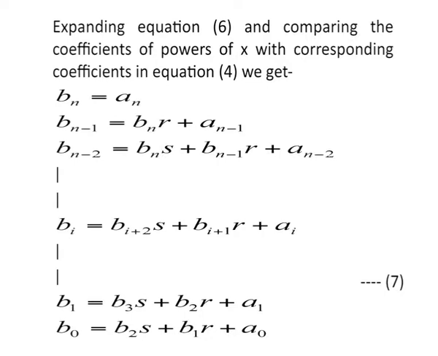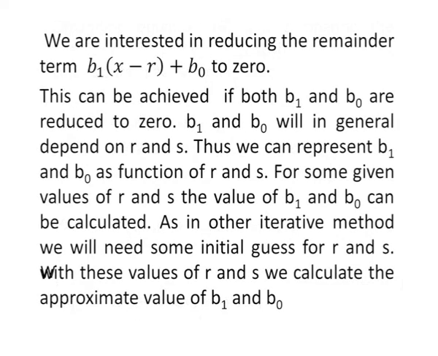Now, if we want the quadratic factor to divide the original polynomial with no remainder term, that means the quadratic factor divides the polynomial completely, meaning it is a factor of the polynomial, then what should we do? We should reduce the remainder term to 0. So, our next aim is to reduce the remainder term to 0. That means we can adjust the coefficients r and s so that the remainder term becomes 0, for which both b 1 and b 0 should reduce to 0 by adjusting r and s.